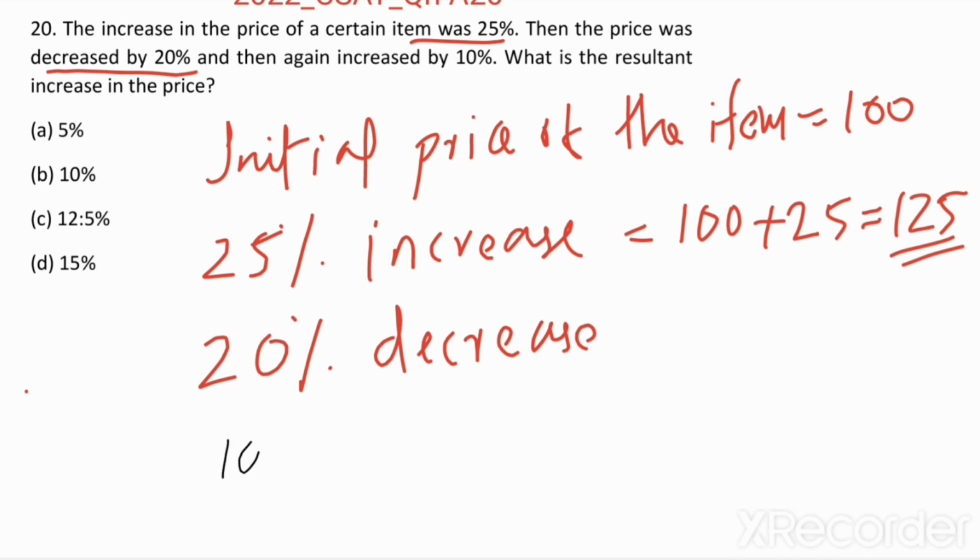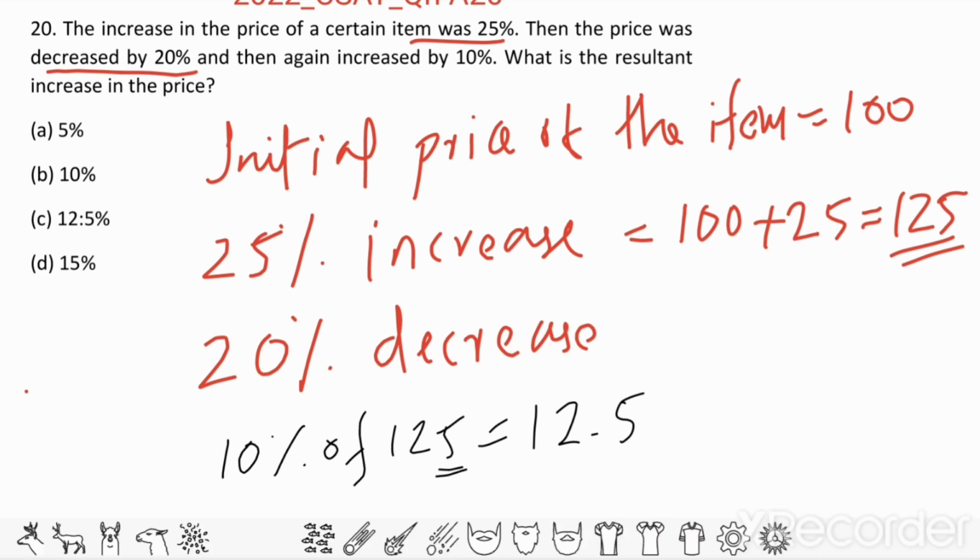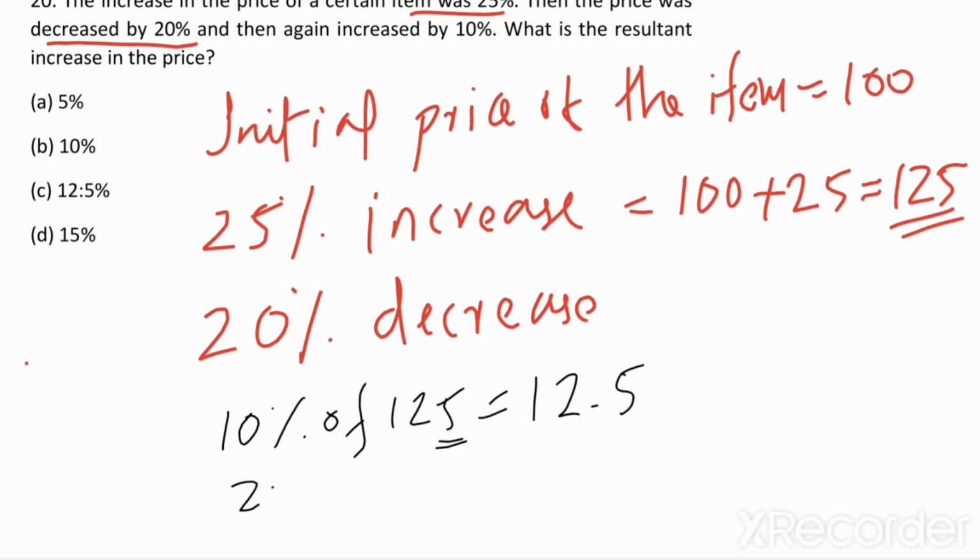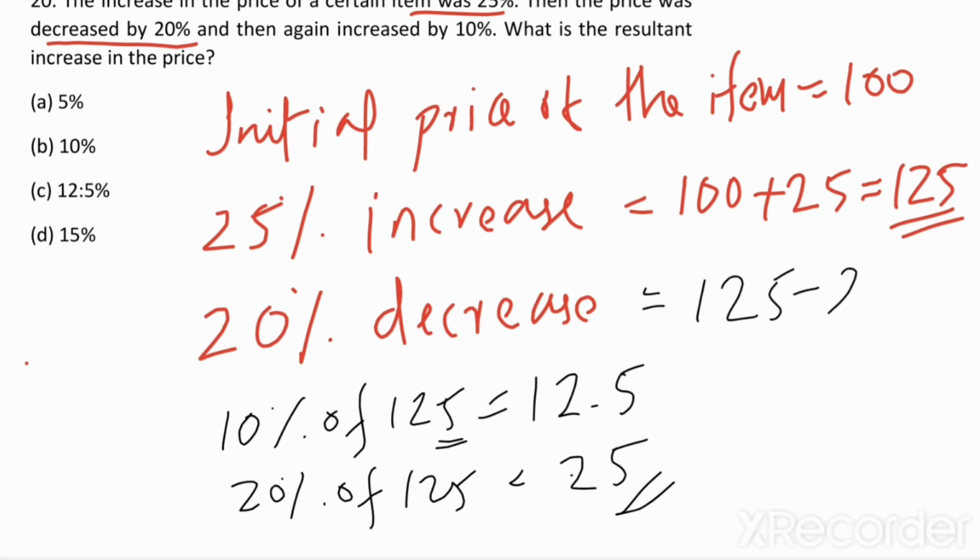10% of 125 equal to, place a decimal after one place, then it becomes 12.5. This is 10% of 125. Then 20% of 125 equal to 2 into 12.5, we get 25. That means 20% decrease equal to 125 minus 25 equal to 100. So here we got the initial price of the item.